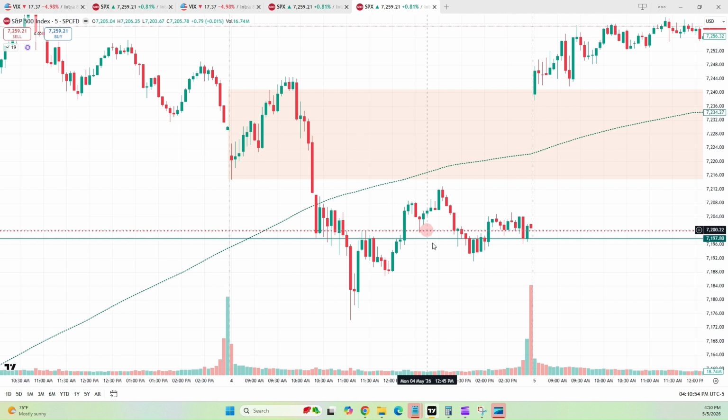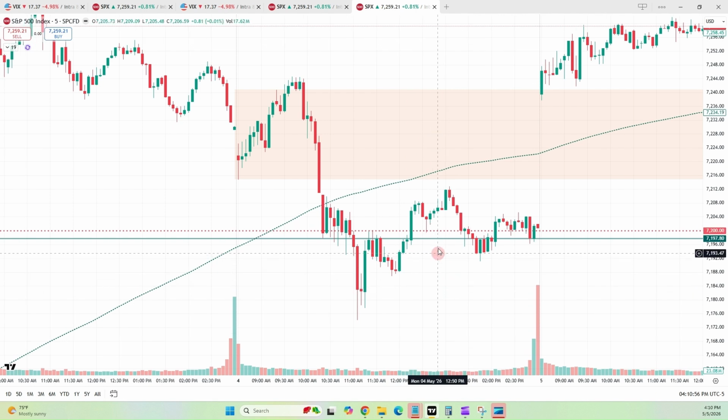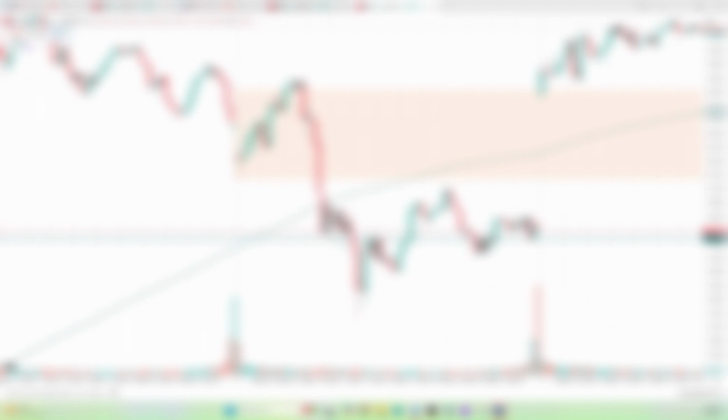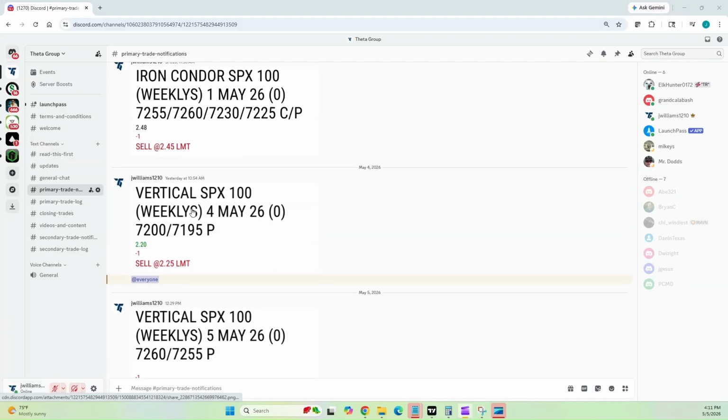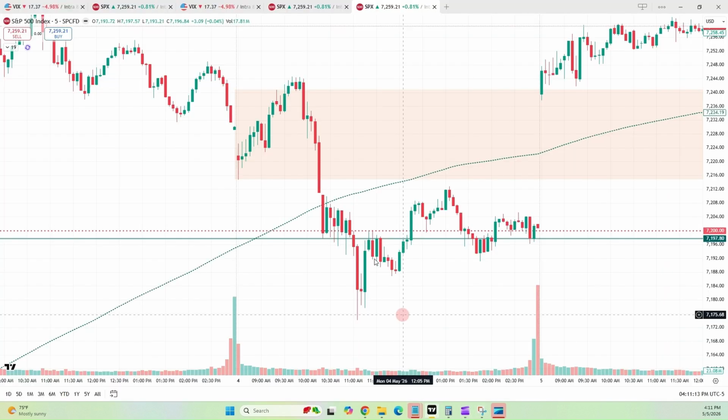Okay, a 5-wide put credit spread, the 72.00 and 71.95. If I look back yesterday, I did get that signal at 10:54 Central Standard Time. We did sell that spread for $225. So 10:54 would have been, it looks like, the last minute of this candle here.